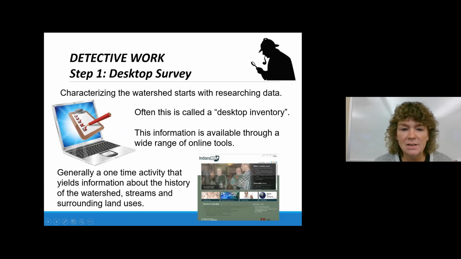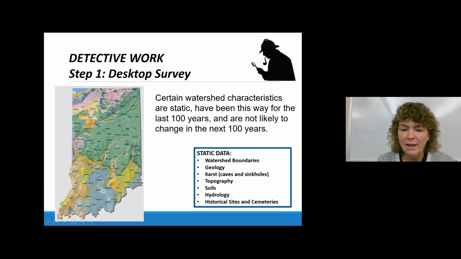So we'll start with the detective. The desktop survey is actually just kind of researching some of the data that's already been done. You learned some of these tools earlier, the Indiana Map I use a lot. I actually learned about Indiana Map through the Watershed Academy, and I use it a lot in my watershed work. But usually the desktop survey is a one-time activity. You just go and search what's available already and look that stuff up, and then you will use that later throughout your plan.